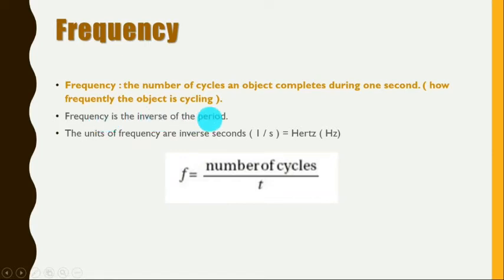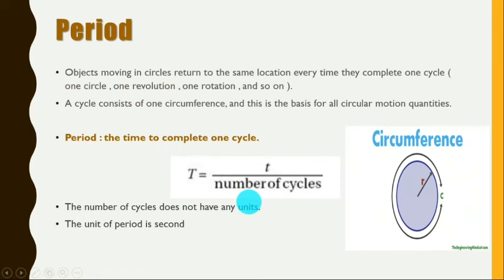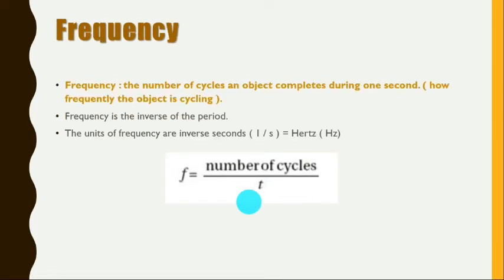Frequency is the inverse of the period. Okay? The unit of frequency is 1 over second. We call this unit hertz. Okay, H capital letter Z. This is the unit for frequency. The formula, it's the opposite of the previous formula. Period, time to complete one cycle. How many cycles in 1 second? How many cycles in 1 second or a specific time?